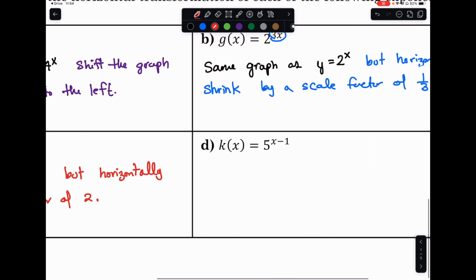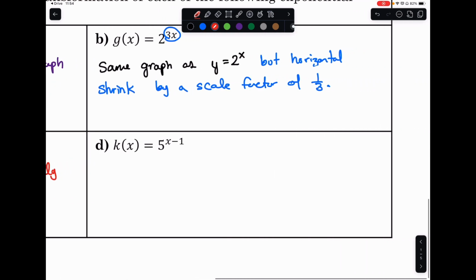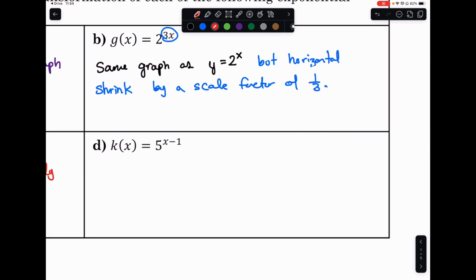Now let's look at example D. For example D, k of x is going to have the same graph.